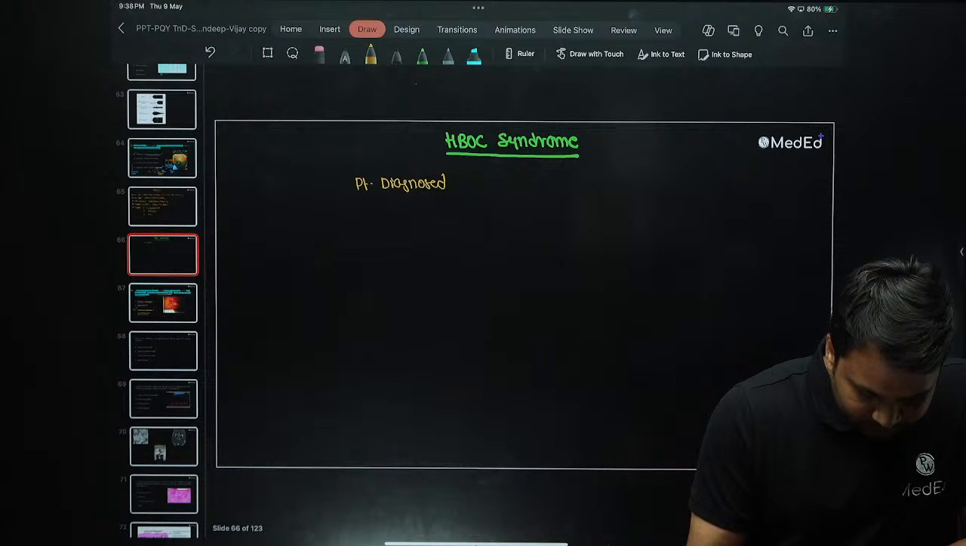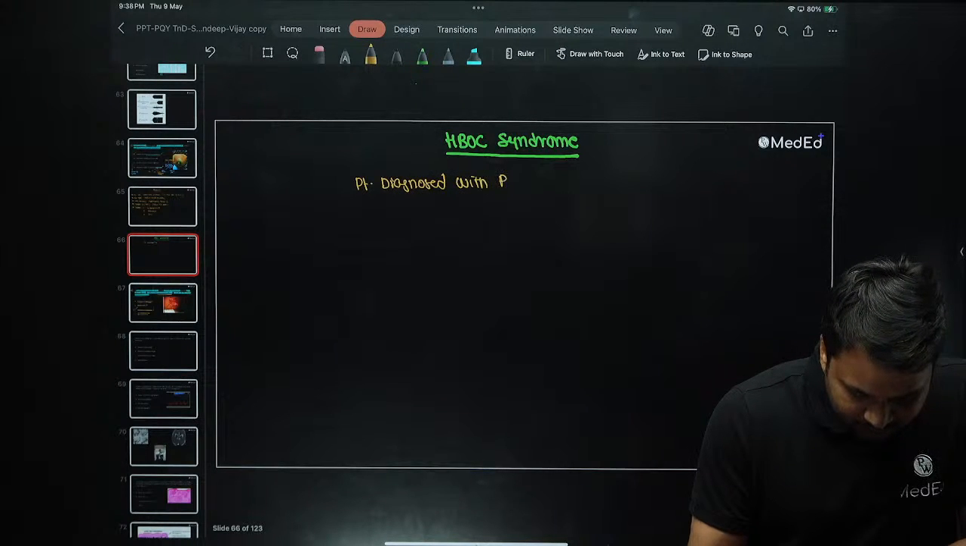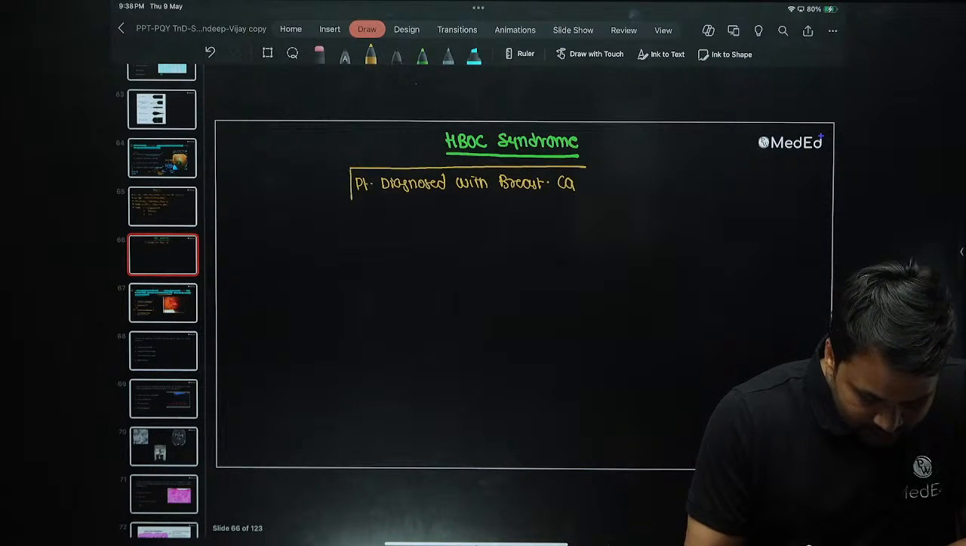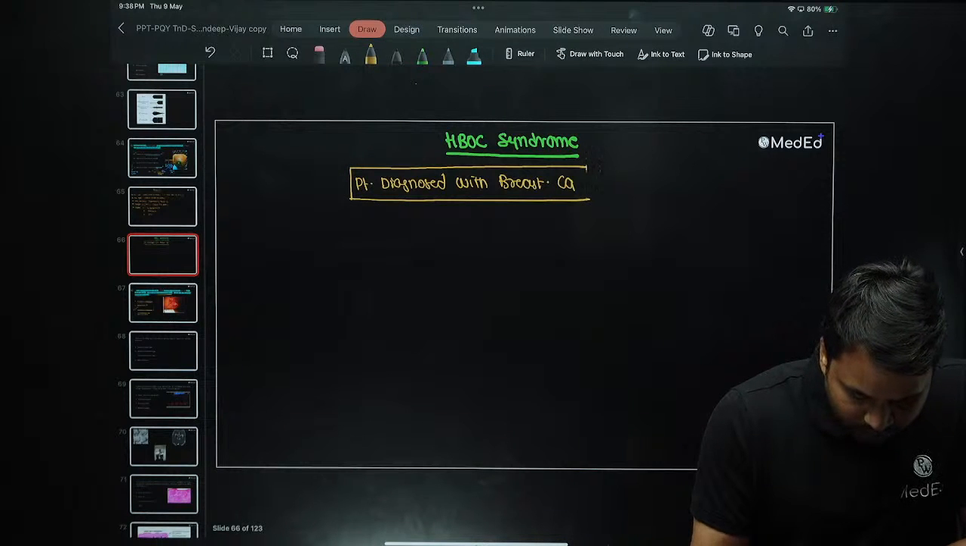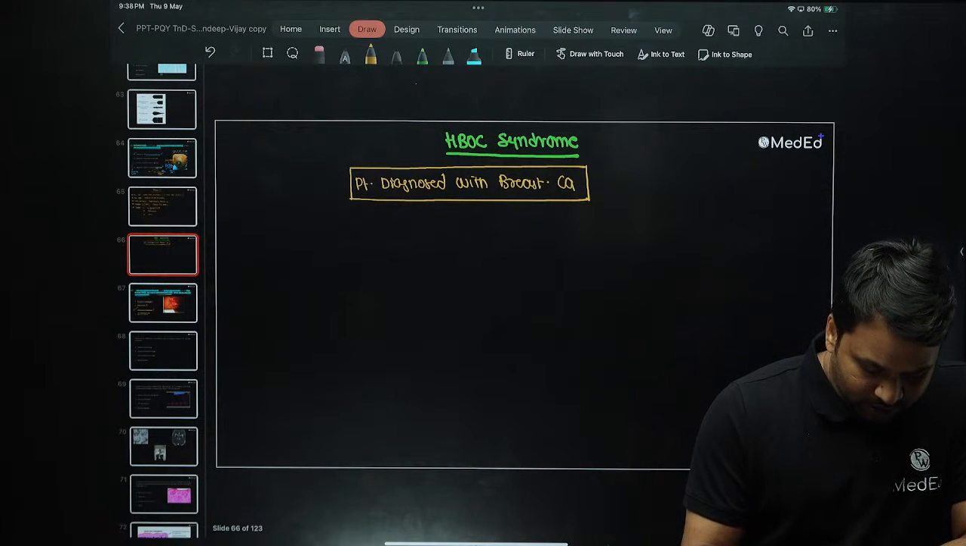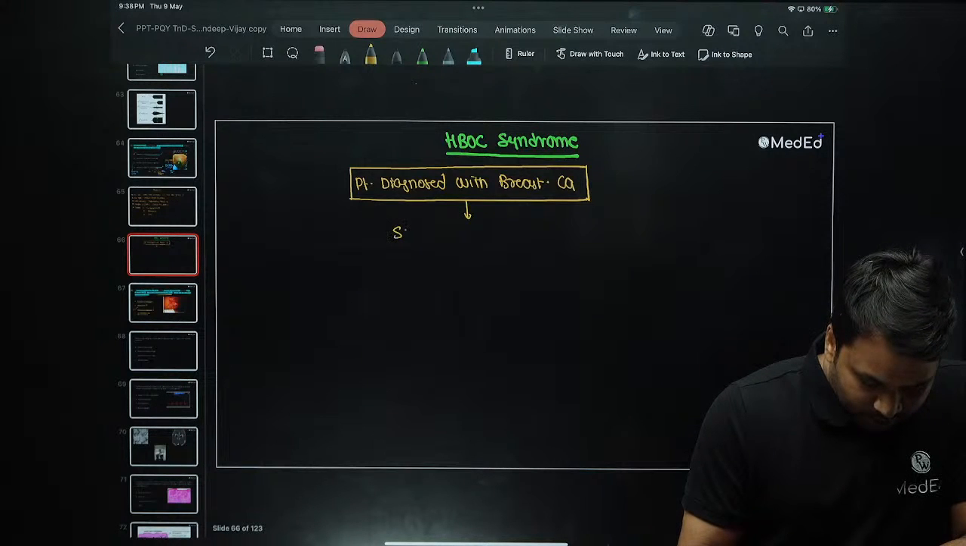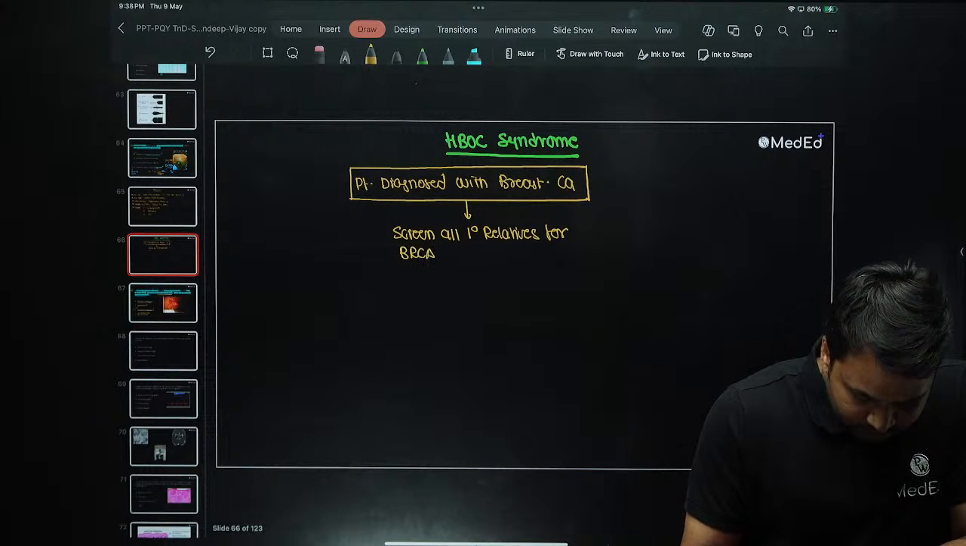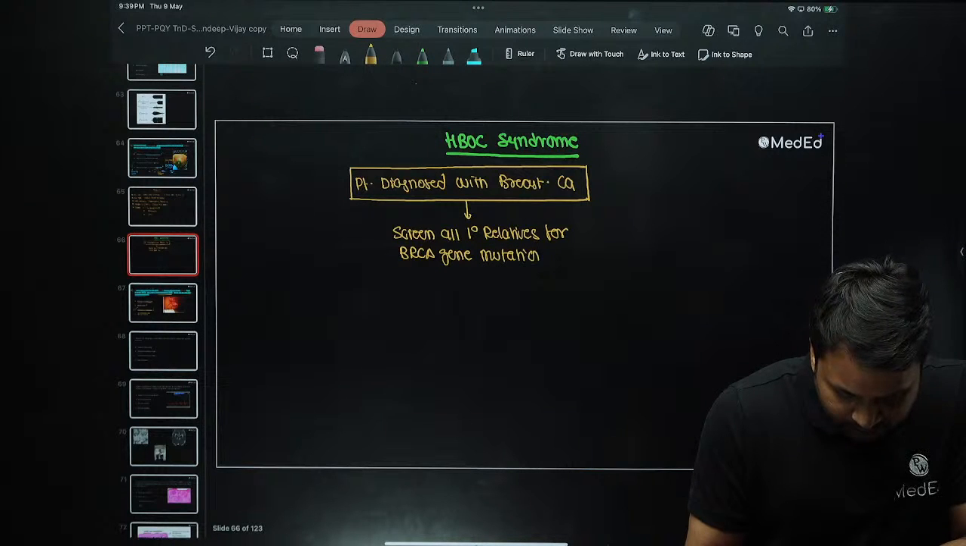Now, if I have a patient diagnosed with breast cancer, and you want to know whether anybody else in the family is affected or not, right? So, this patient who is diagnosed with breast cancer, I am going to screen all first degree relatives for BRCA gene mutation. So the first criterion itself is a family member who is having breast cancer.